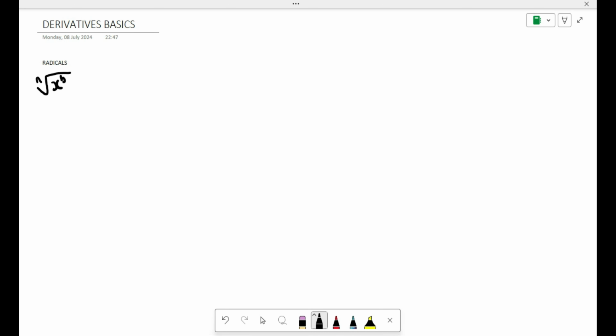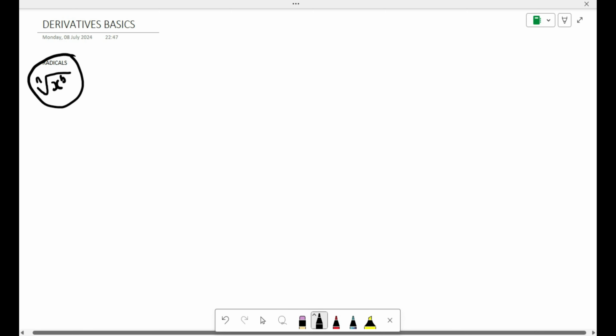In this video, we'll be discussing derivatives, some basics, including radicals. For this concept, what we'll be focusing on is to simplify the radical such that our term can look like x to the power n, where n can be a fraction.